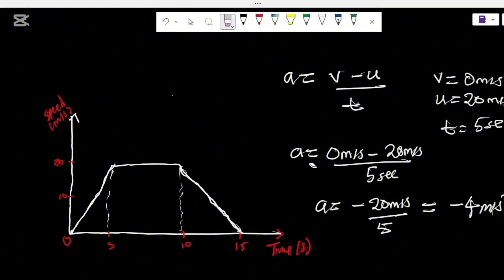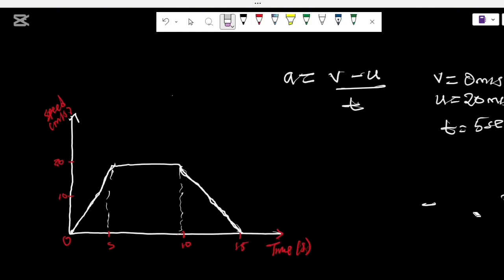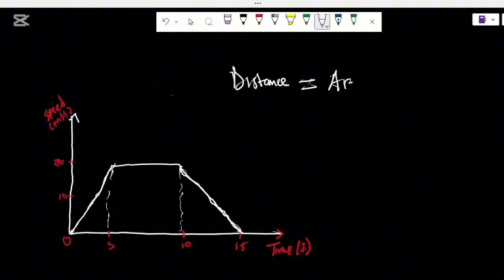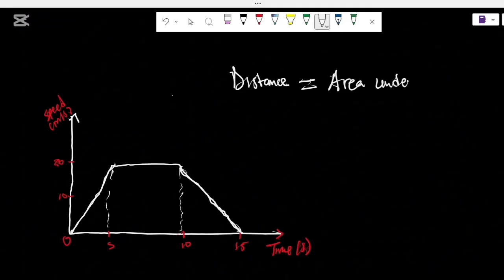Now, you might also be asked to find the distance traveled by the object. Now, the key thing which you have to remember, always remember, is that anytime you see the question about finding the distance, you should understand that it is talking about the area under the graph. This is very important. The distance covered by an object is always equal to the area under the graph.